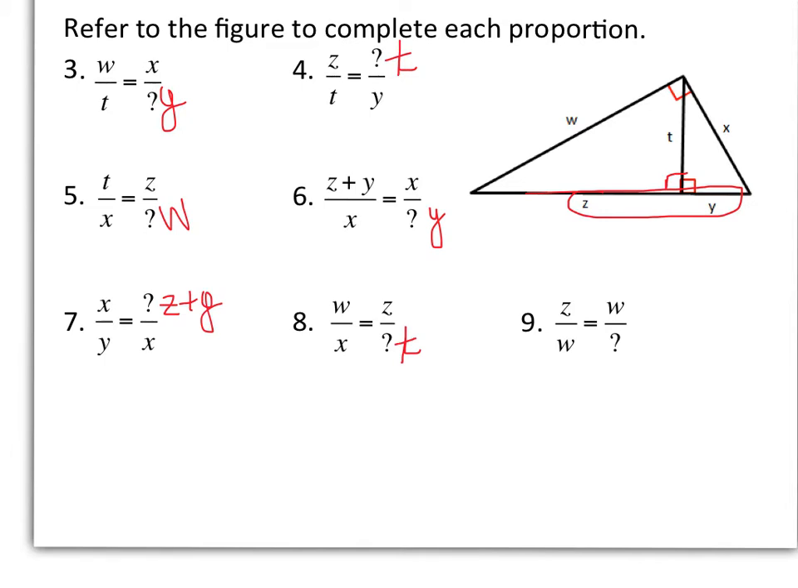And in 9, Z over W, so that's long side over hypotenuse in the medium triangle. Then we have W is the long side of the big triangle, Z plus Y is the hypotenuse.